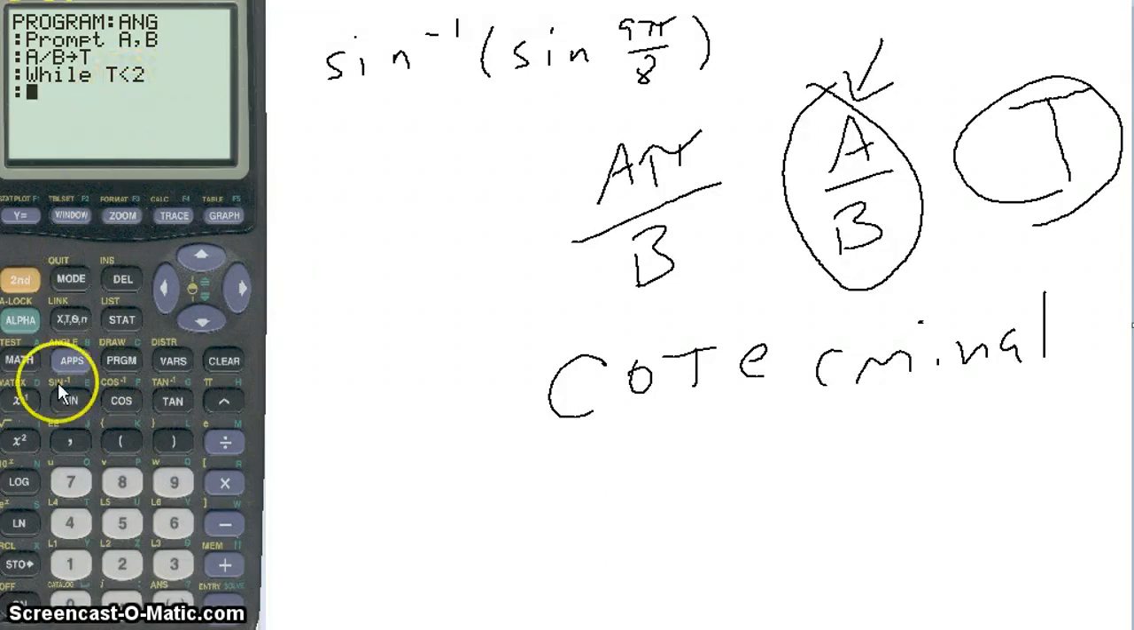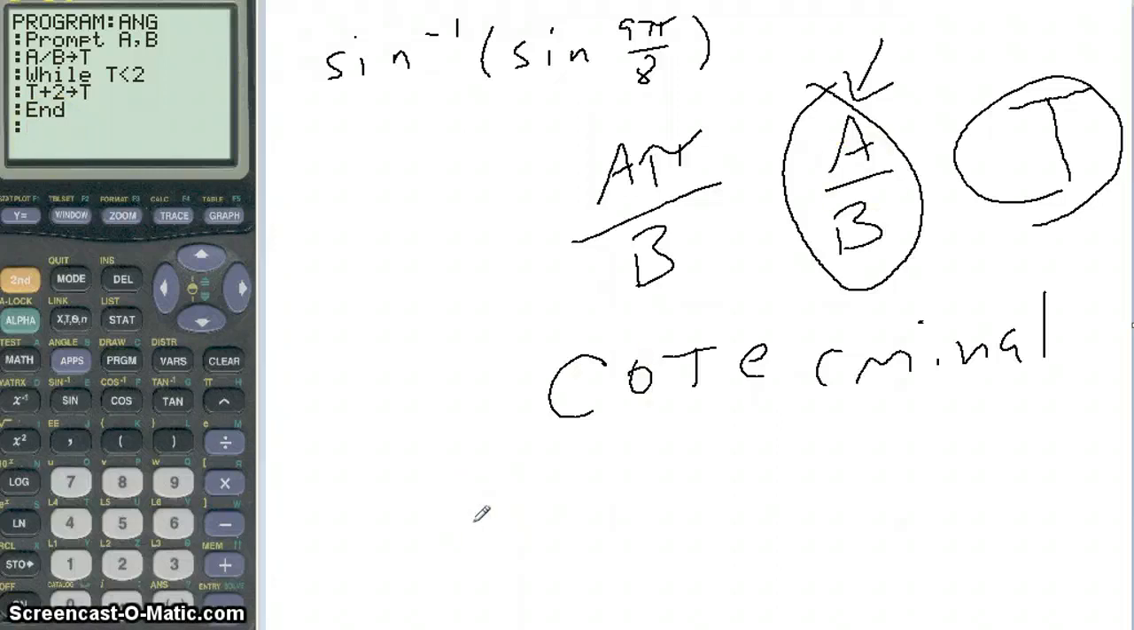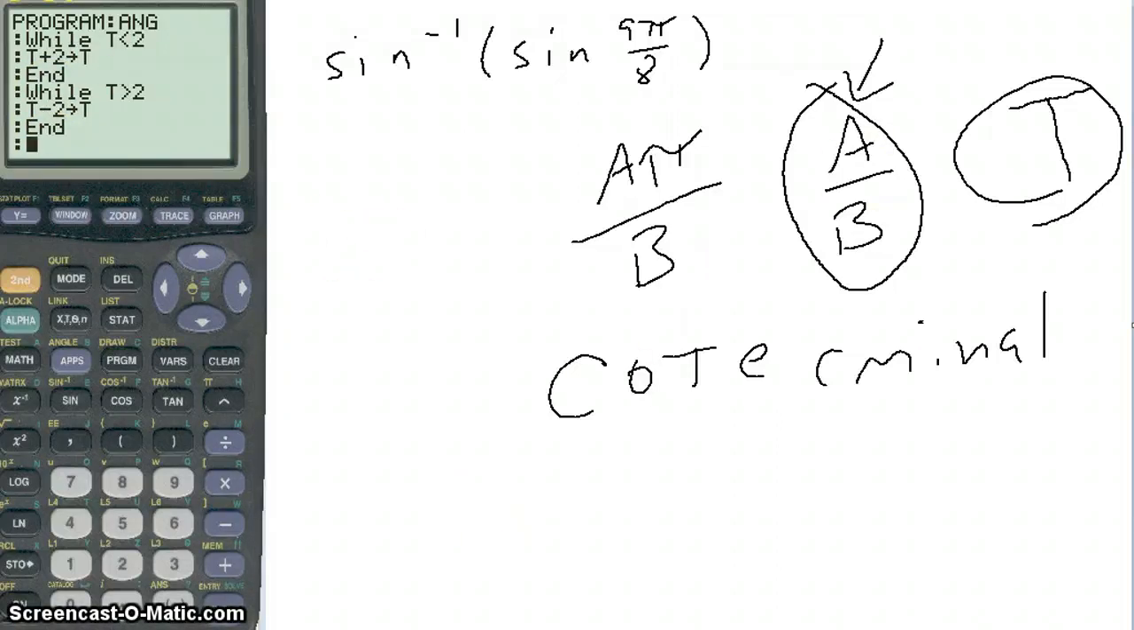So if T happens to be less than 2, we need to add 2. So that's going to be alpha T plus 2 and store that back into T. And then I'm going to go to program 7 for end. And what I'm going to have you do is do the same while loop for T greater than 2. Okay, hopefully you wrote that second while loop. While T is greater than 2, T minus 2 stored into T, followed by an end.